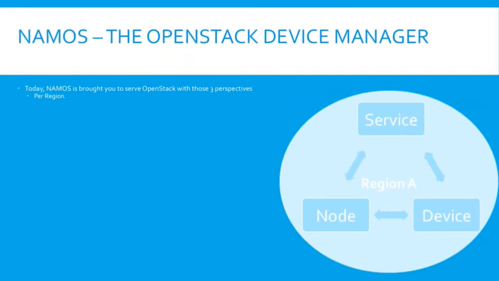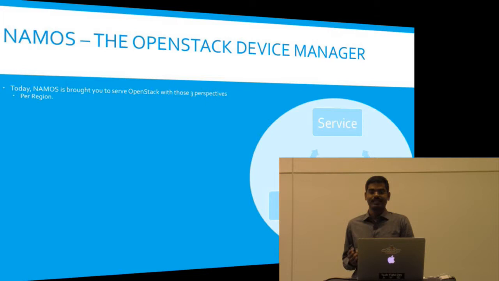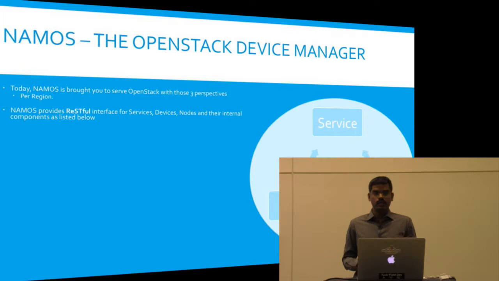So we have seen there are three perspectives: one from the service, one from the node, and another from the device. namos is brought into OpenStack to provide these perspectives for the given region. It provides a RESTful interface where you can say these are the list of devices I am using in OpenStack, these are the devices deployed in a given node, and these are the services I have deployed so far for a given OpenStack deployment. All are represented in the RESTful format, so as a developer or a user, you can operate on them.